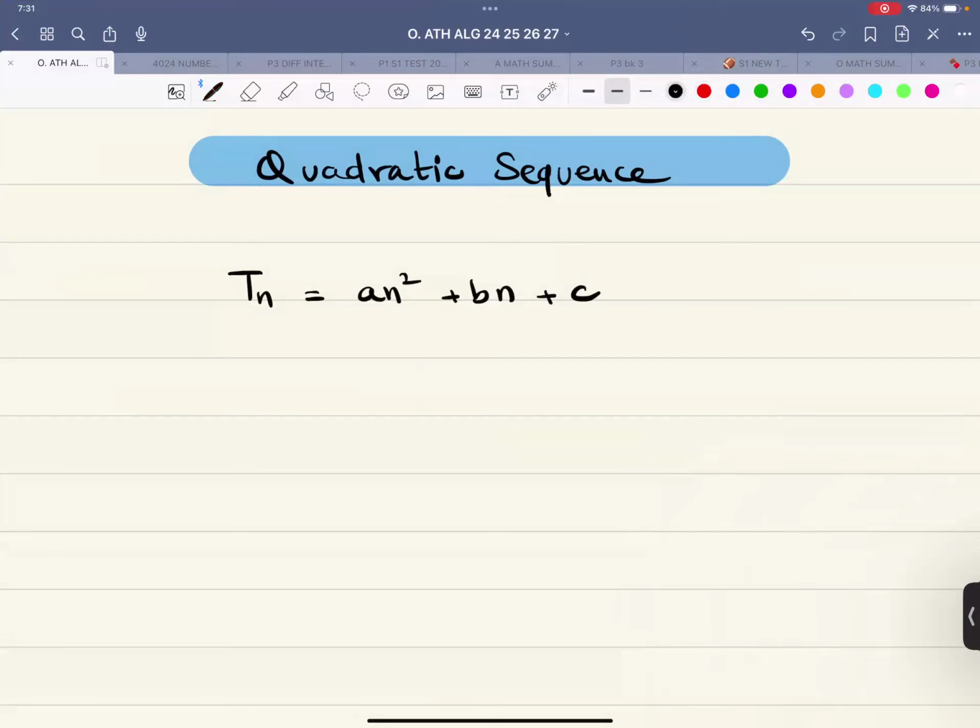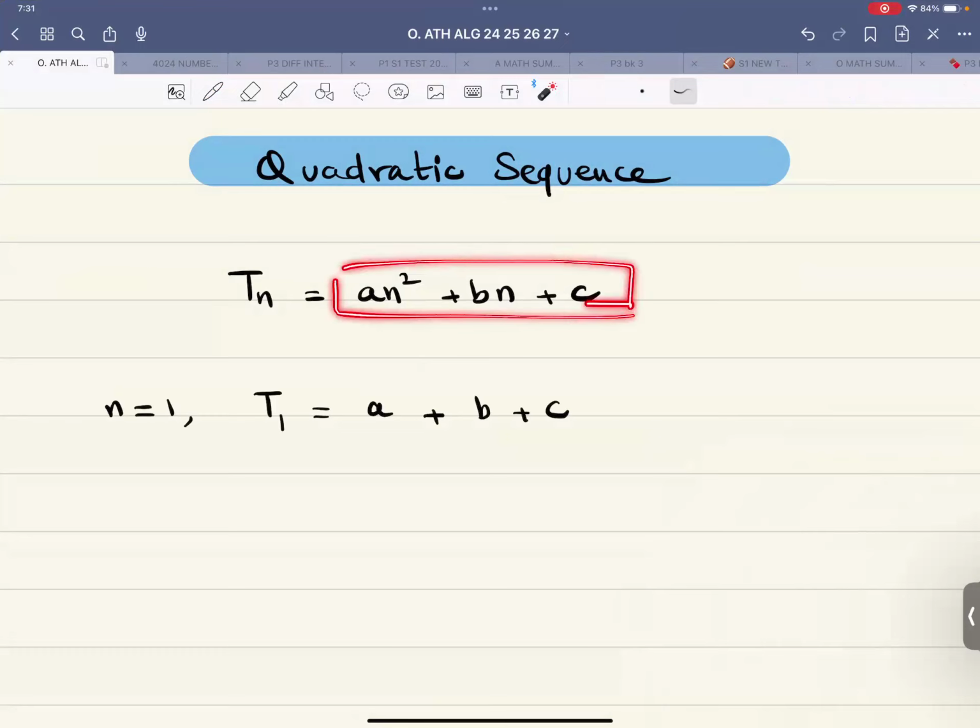Before that, let me write n equals 1. So T1, that is a into 1 squared, which is a plus b plus c. That is the first term. That means a quadratic sequence, as the name suggests, should have an n squared term, an n term, and a c term. That means there is a quadratic term over here, just like a quadratic equation. So now we want to go into the depth of it. How can we realize that such is a quadratic sequence?